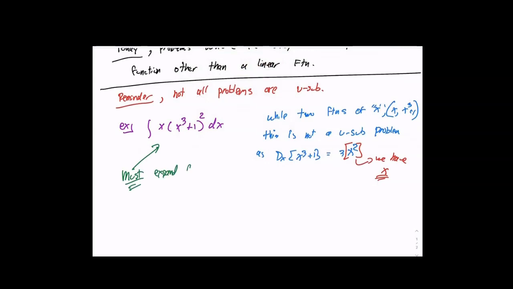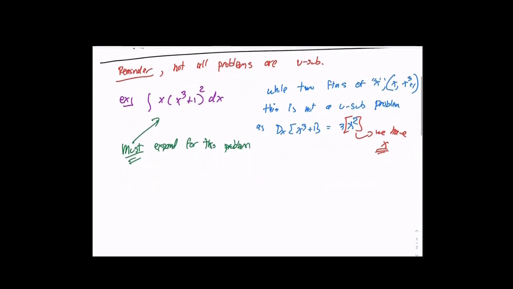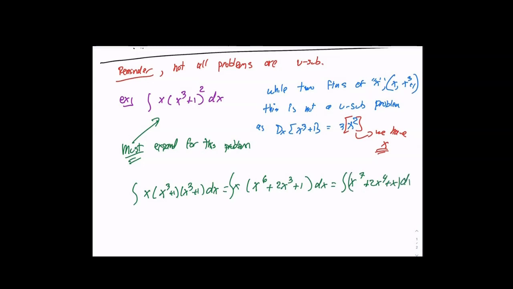So in this type of problem, we must expand. I just want to make sure that you recognize that some of these are odd problems. So this becomes the integral of x times (x cubed plus 1) times (x cubed plus 1) dx, which is the integral of x times (x to the 6 plus 2x cubed plus 1) dx, which becomes the integral of x to the 7th plus 2x to the 4th plus x dx.